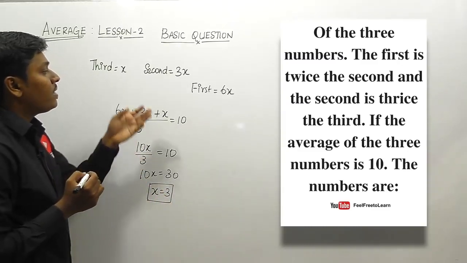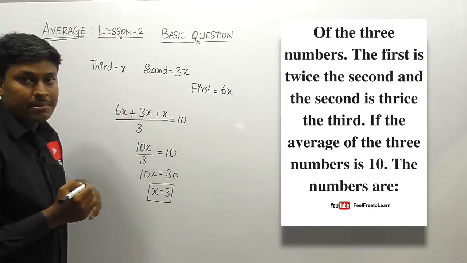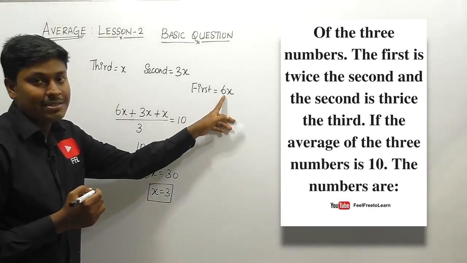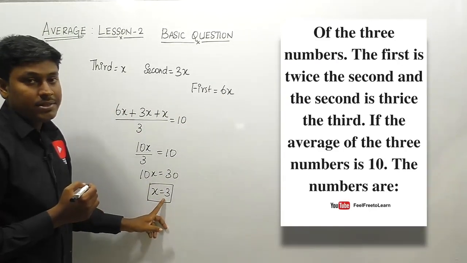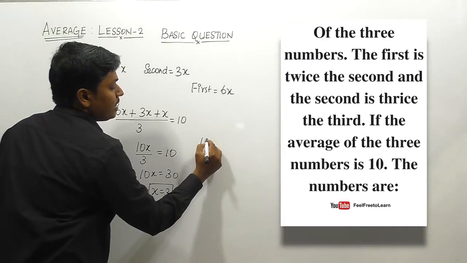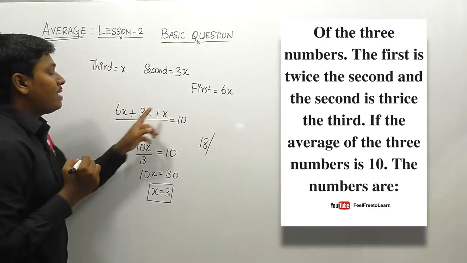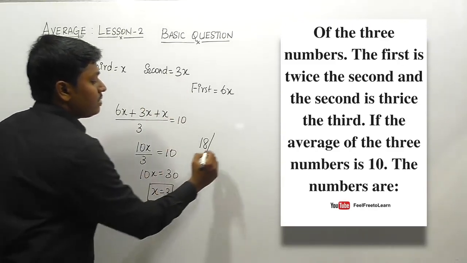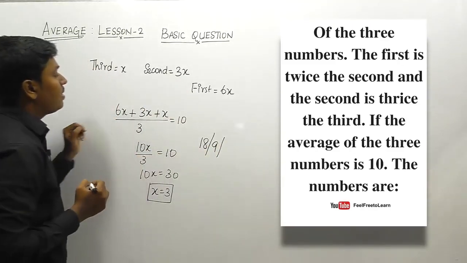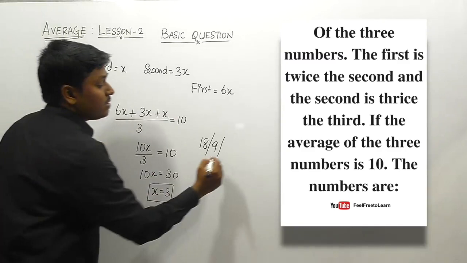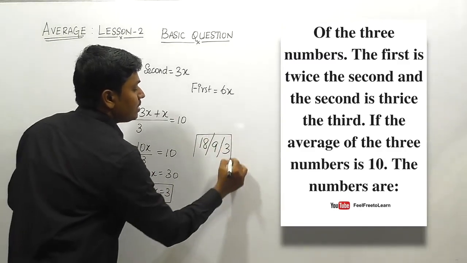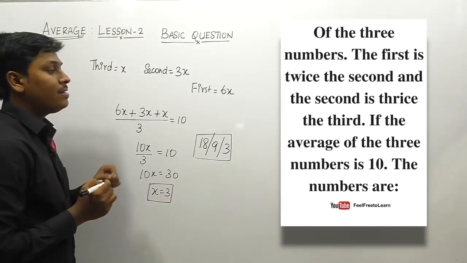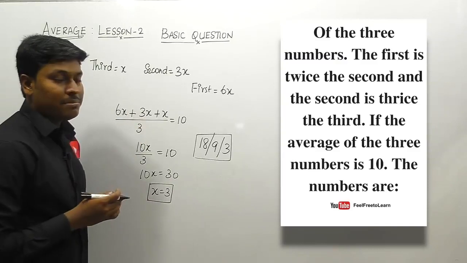But our target is to find what is the first number, second number and third number. We know that the first number will be 6x and we got x is equal to 3. So 6 into 3 will be 18. So the first number will be 18 and the second number will be 3x. So x is equal to 3, so 3 into 3 will be 9 and the second number will be 9 and the third number is x, that is 3. So finally we got the 3 numbers, that is 18, 9 and 3, which is the answer for question number 7.